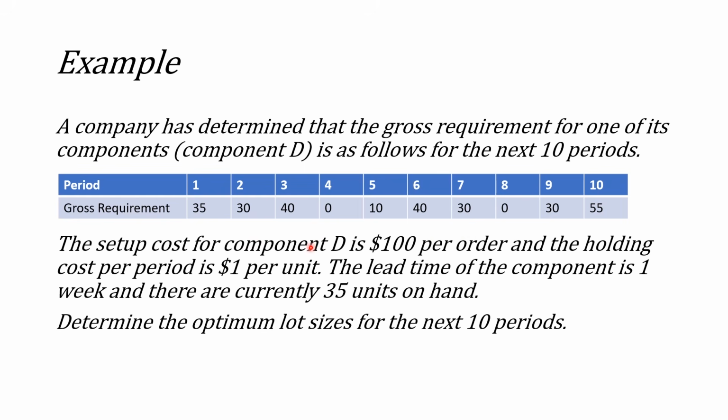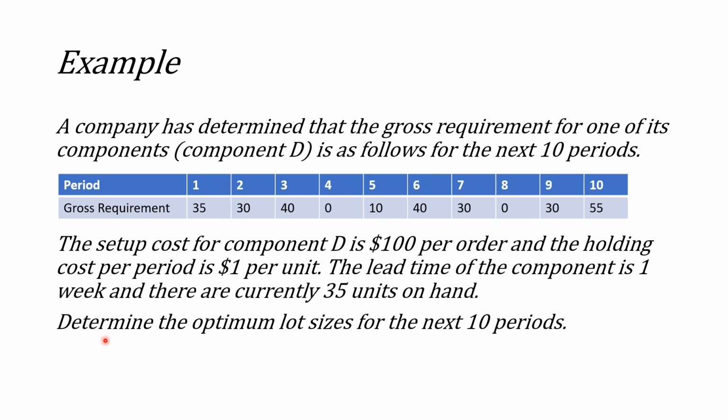The setup cost for component D is $100 per order, and the holding cost per week is $1 per unit. The lead time of the component is 1 week, and there are currently 35 units on hand. We're going to assume that is the beginning inventory that we have. $100 is our ordering cost. Every time we place an order, it's going to cost us $100, and every time we have to store 1 unit for 1 week, it's going to cost us $1. And the lead time is obviously 1 week as well.